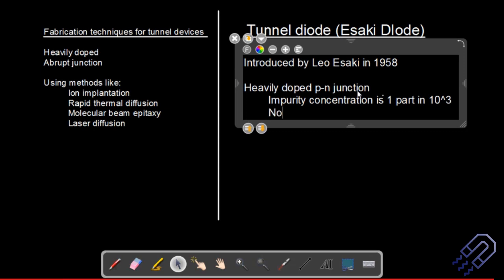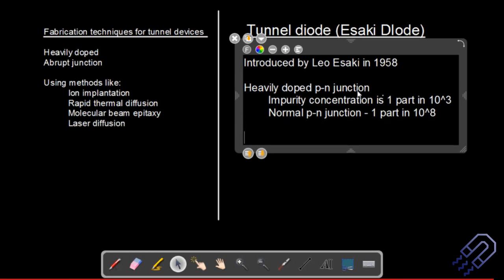Okay, but if you consider a normal p-n junction, how is the comparison? It is actually 1 part in 10 to the power 8. So in 10 to the power 8 atoms, we are using 1 part. Okay, that is a normal p-n junction. But when we talk about a tunnel diode, the doping is different: 1 part in 10 to the power 3. So please remember this. Okay, I think some figures are very important. And what about the width of the depletion layer?